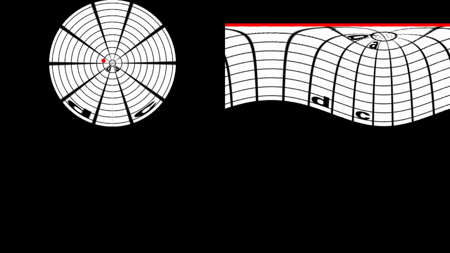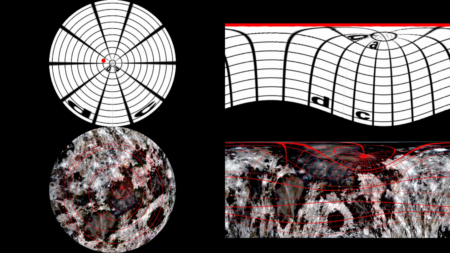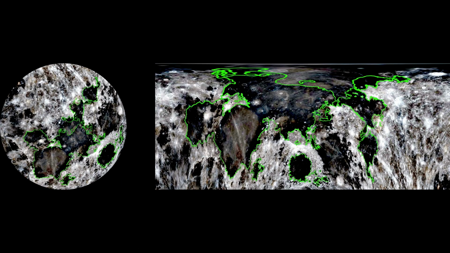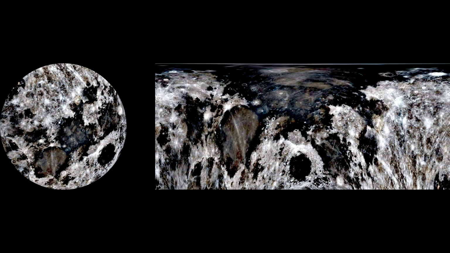Let's revisit the off-center polar to cylindrical conversion to convert our polar moon image into a cylindrical one. Apply continental boundaries. Apply coordinate system. Color the land green and the water blue. Let's deconstruct this and examine it in more detail.